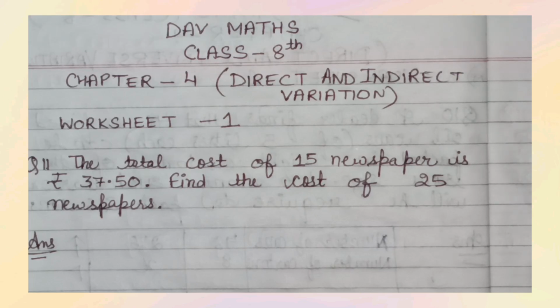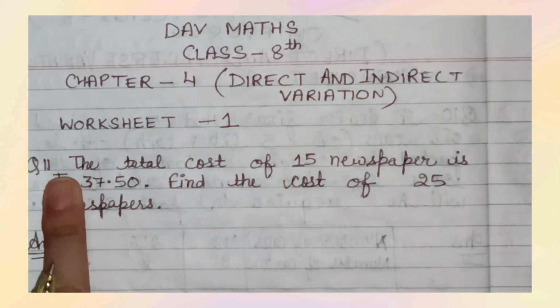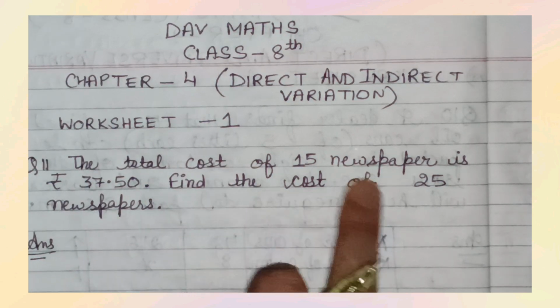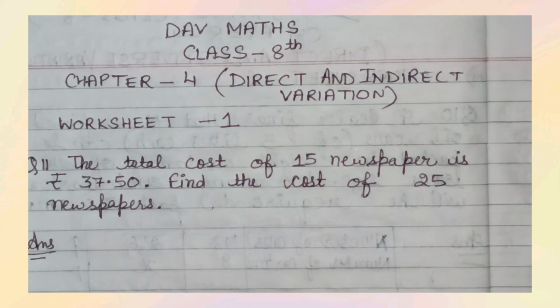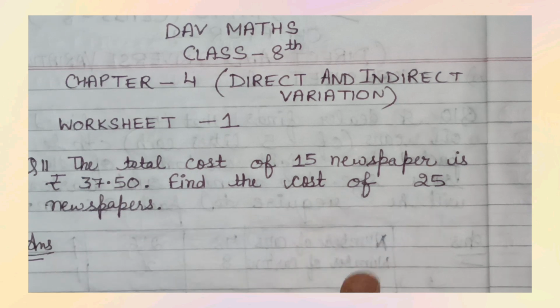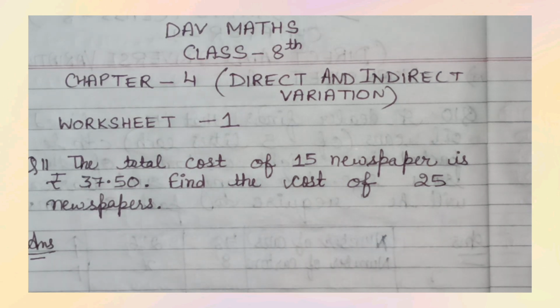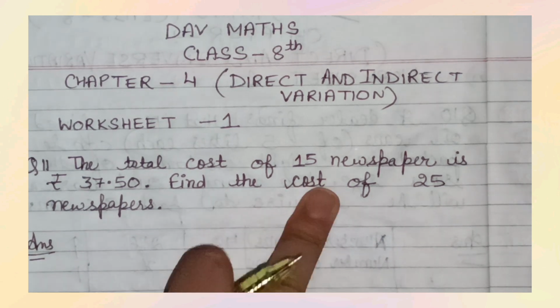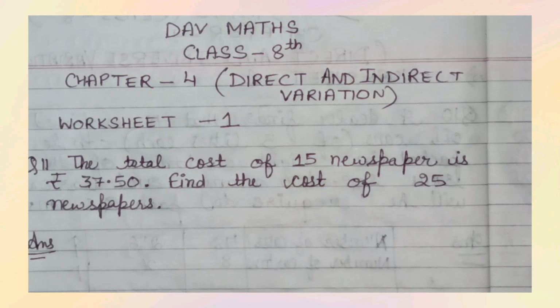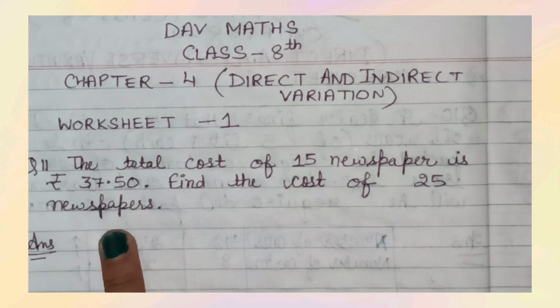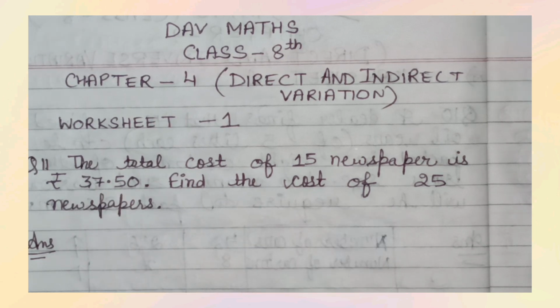Today we start question number 11 of chapter 4 of DAV Maths class 8, and our chapter name is direct and inverse variation. Here is our question number 11. The total cost of 15 newspapers is rupees 37.50. Find the cost of 25 newspapers. In this question, we are given that the total cost of 15 newspapers is rupees 37.50, and we have to find the cost of 25 newspapers.